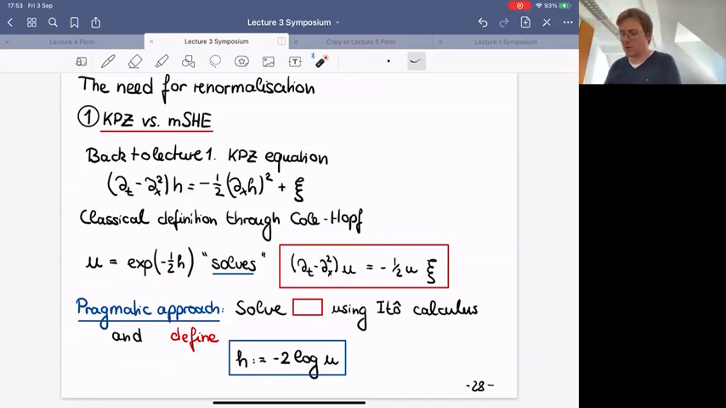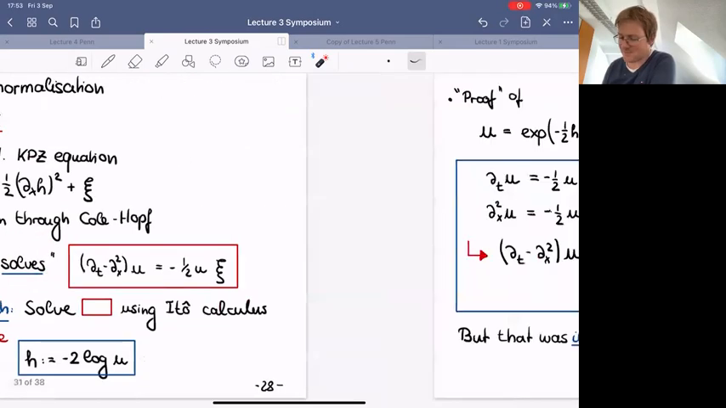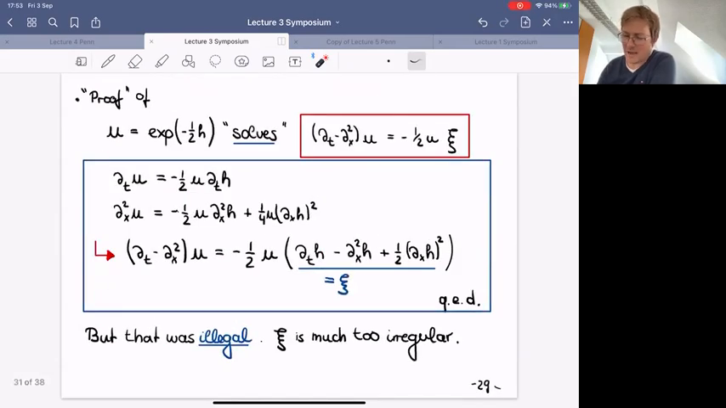If you don't want to worry so much about this renormalization business. And I want to actually give you the proof of this, right? So I have the solves here. So let me tell you why this is true. Okay, let me show you the calculation. So here's the calculation. I prove now that this solves the multiplicative stochastic heat equation. Well, that's not so complicated, right?